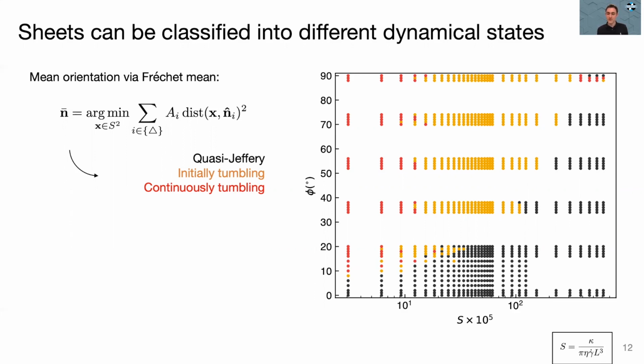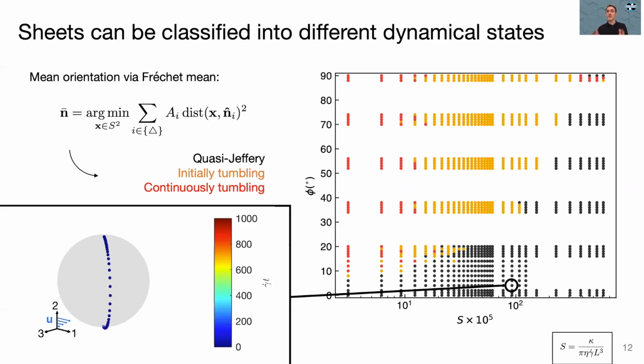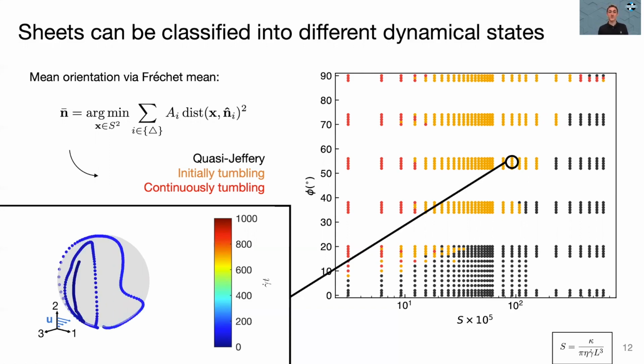The mean orientations for some of the points in the state diagram look like the following. So here I'm showing the mean orientation over time, where time is represented in color. For a quasi-Jeffrey orbit, as we denote it, you can see nothing too exciting happens. The mean orientation moves a little bit around in time and settles toward the stable flat state at the pole of the sphere. For a sheet that initially tumbles, we can see for a time up to about 200, the orientation is changing, but eventually settles down to the stable flat state.